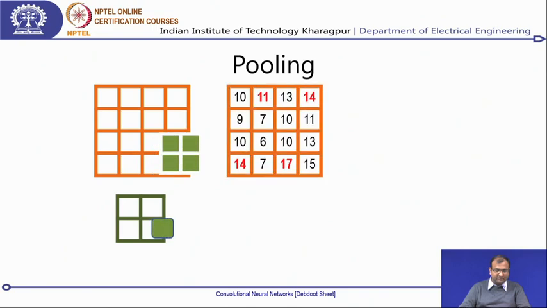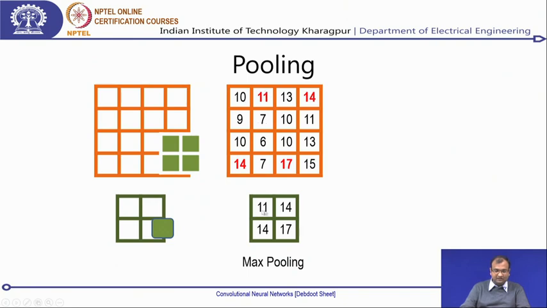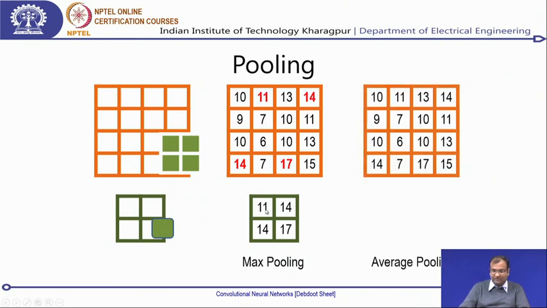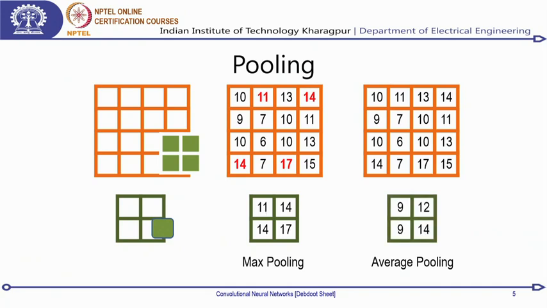Now this pooling can be done in terms of something called max pooling, in which I would take the maximum value and place it over there, or this can also be done in terms of average pooling, in which the idea is that in this 2 cross 2 matrix I will take the average value and just substitute it in my pooling layer.